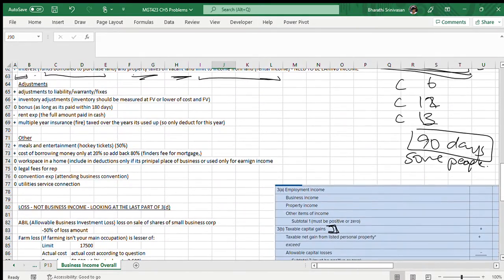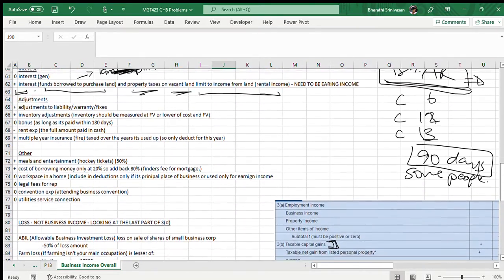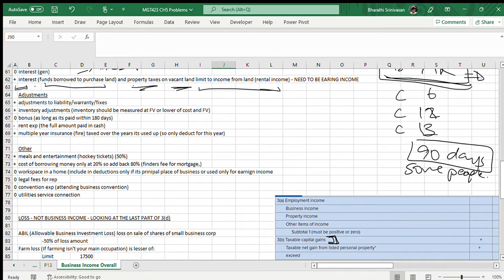Okay, next section is just adjustments. Some types of adjustments you have to add back are any adjustments to liability, like warranty fixes. For example, I recorded a warranty expense of 12K, but the actual expense that I incurred was only 8K. In that case, $4,000 of that expense was not actually a real expense, so I have to add that back.